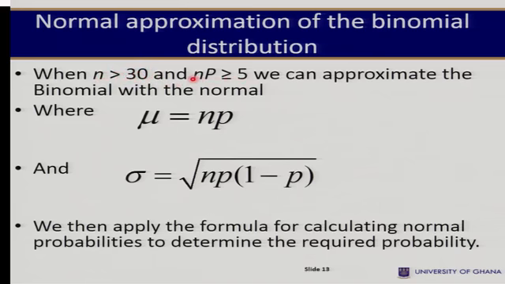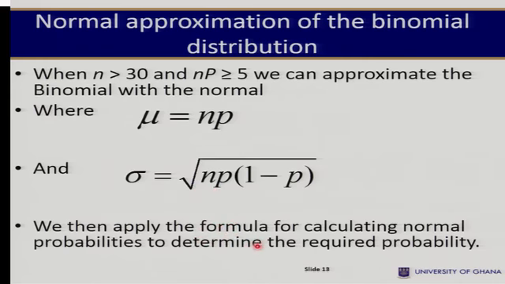And then the product of the sample size and the probability of success P is greater than 5, then we can approximate the binomial with the normal. But when you are dealing with the normal, you need two key variables, the mean and the standard deviation. You can find the mean simply as NP. Recall that we said the mean of the binomial was NP, right? And then you can find the standard deviation as the square root of NP times 1 minus P. Once you have found this, you can apply the formula for calculating normal probabilities to determine the required probability.